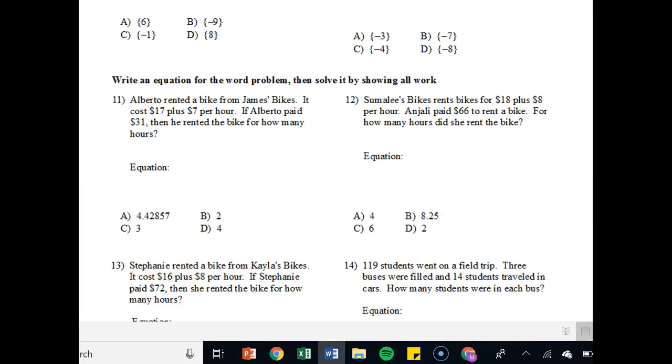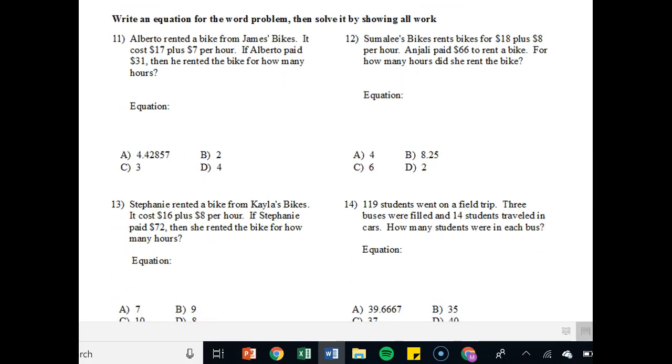And finally, I want to skip all the way to number 11. We're going to write an equation for the word problem and then solve it. It says Alberto rented a bike from James Bikes. It cost 17 plus 7 per hour. Notice we don't know how many hours Alberto rented it. We do know if Alberto paid $31, how long did he rent the bike for?